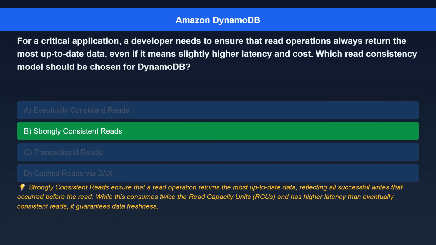The correct answer is Strongly Consistent Reads. Here's the explanation. Strongly consistent reads ensure that a read operation returns the most up-to-date data, reflecting all successful writes that occurred before the read. While this consumes twice the read capacity units, RCUs, and has higher latency than eventually consistent reads, it guarantees data freshness.